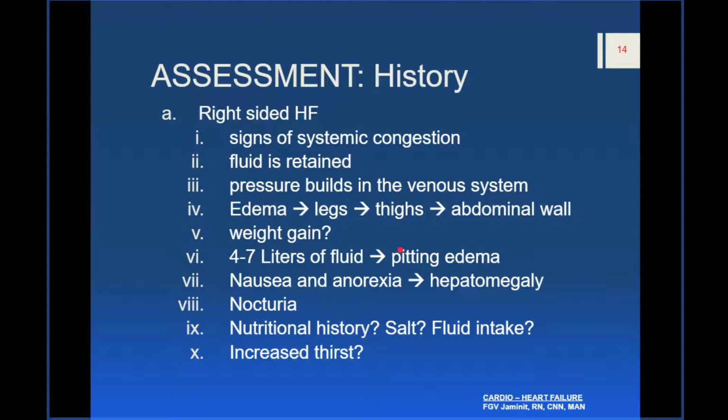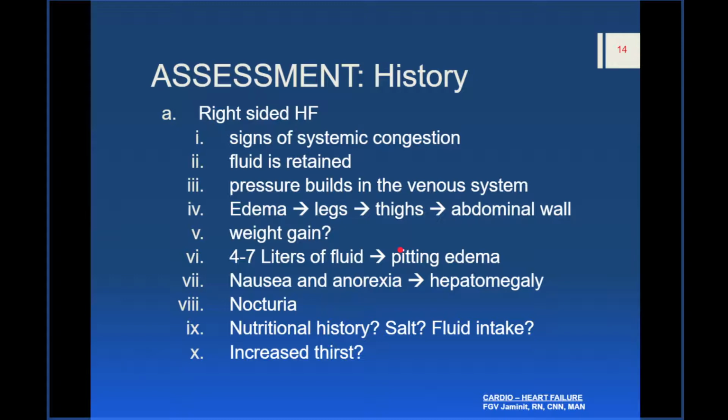Check or ask for history of nausea and anorexia. This can be an indication of hepatomegaly. So hepatomegaly is another manifestation of right-sided heart failure other than edema. So check for nocturia. Nocturia is frequent urination during night. Assess for nutritional history for the salt and the fluid intake. No? Because usually this patient with right side heart failure can also have fluid and electrolyte imbalances.